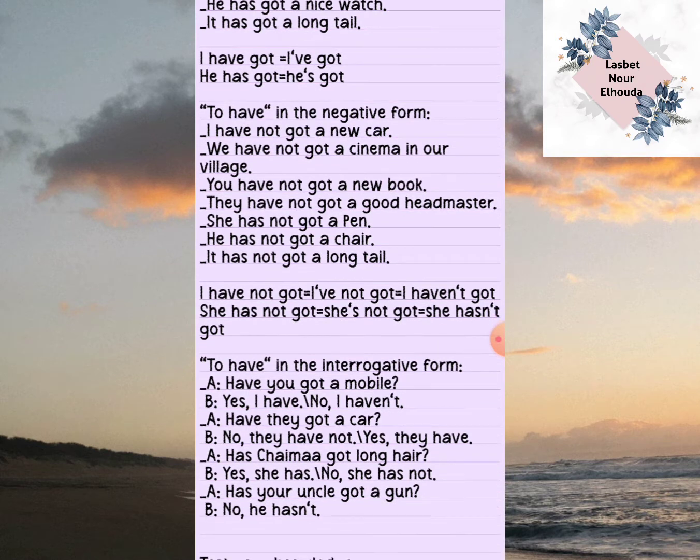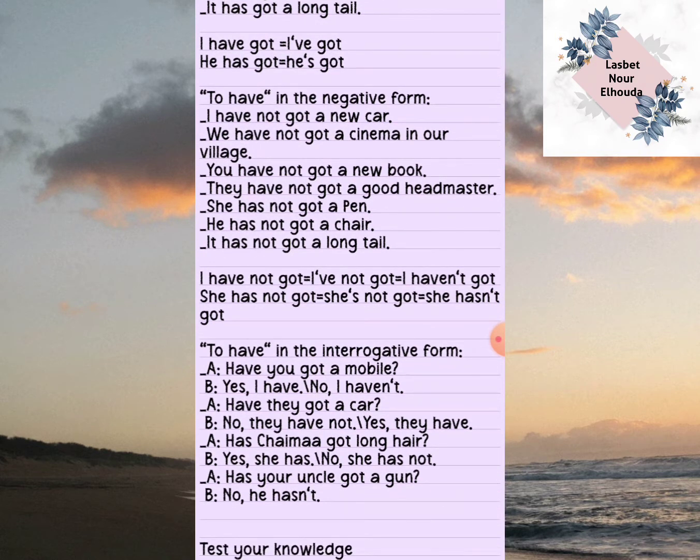To have in the negative form. I have not got a new car. We don't say I have got not. We say I have not got a new car. Not comes between have and got, between has and got. We have not got a cinema in our village.